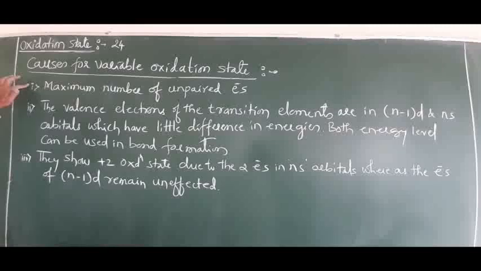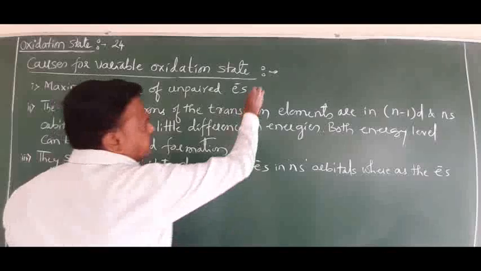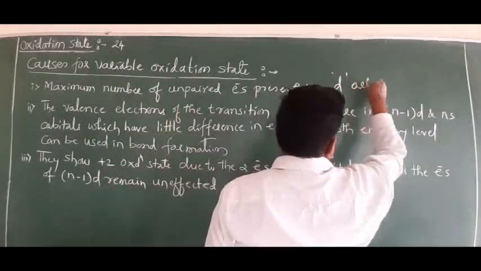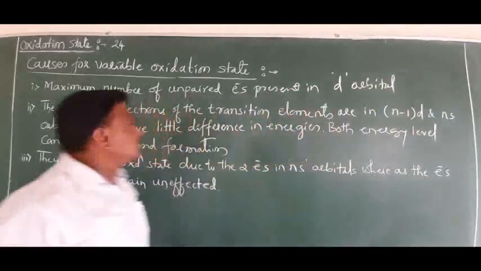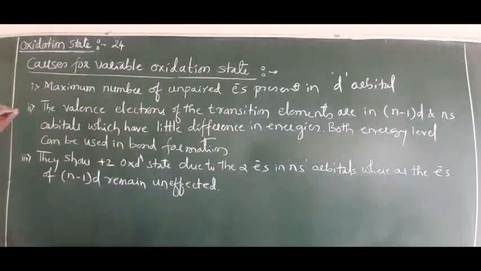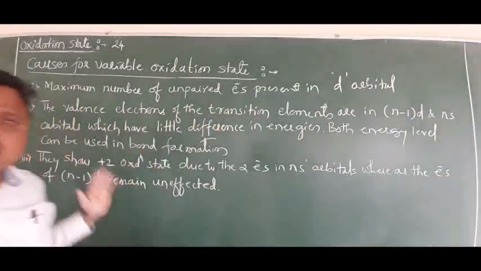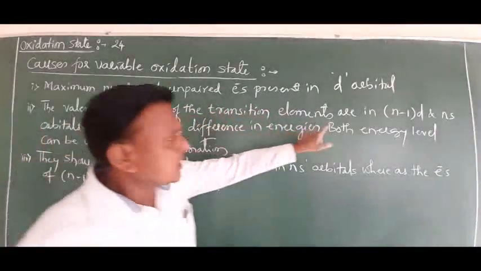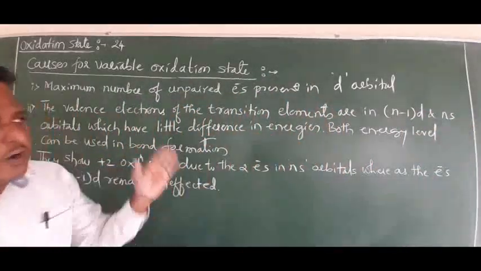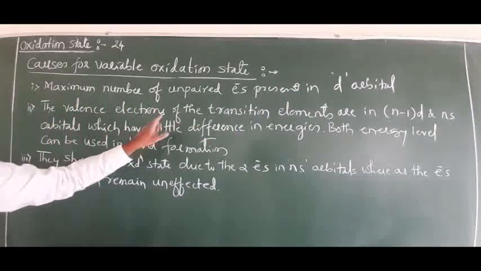The first is that variable oxidation state is due to the maximum number of unpaired electrons present in the d orbital. This is the first answer. And the second is very important: the valence electrons of transition elements. Valence means the outermost electrons in (n-1)d and ns. The outermost d orbital and ns orbitals have a little difference in their energy.